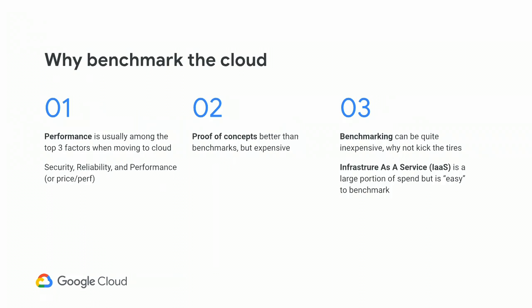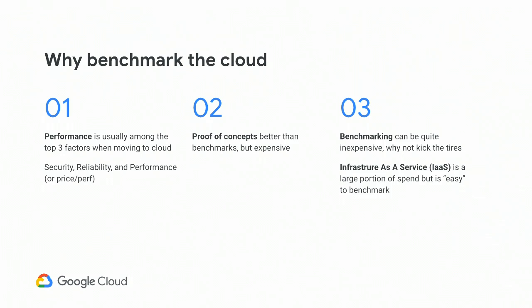So why do you want to benchmark the cloud? Well, performance is usually one of the three top metrics that people use when trying to decide what cloud to go to. Security, obviously top of mind. It's been in every keynote. Very, very important. Reliability, availability, very much top of mind. Benchmarking that is moderately difficult. We'll talk about that near the end. But that's also top of mind. But performance, or price performance, quite commonly, is right up there in purchase decisions.